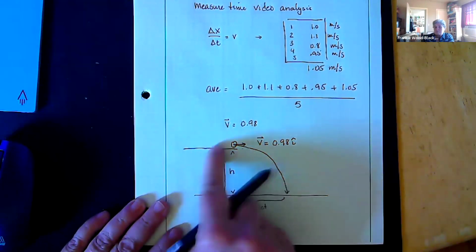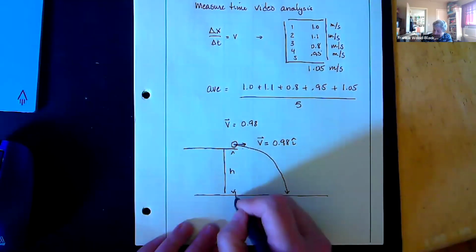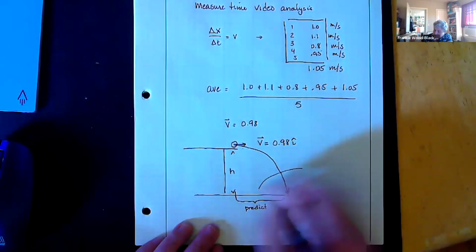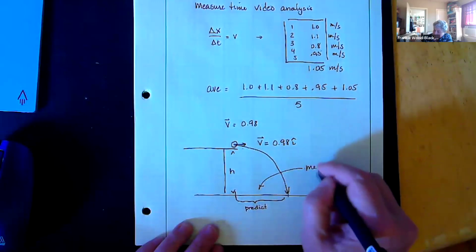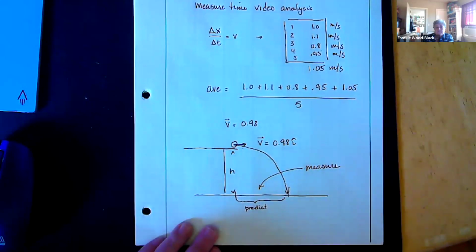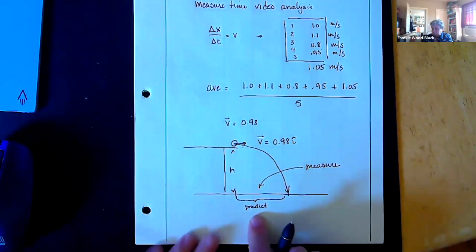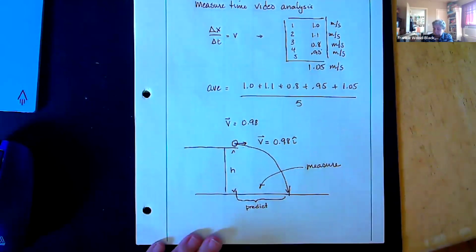So you're going to do one more experiment. You're going to have it go over there, and you're actually going to measure this. And then you're going to compare your prediction. Well, how am I going to predict where it goes? How am I going to do that?